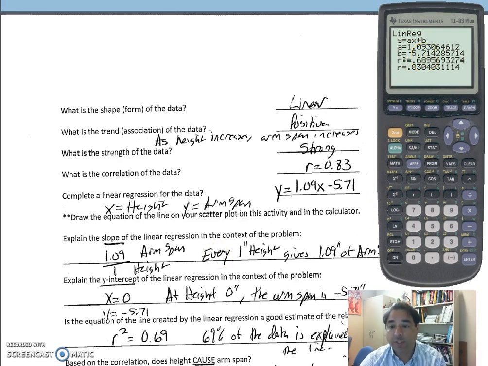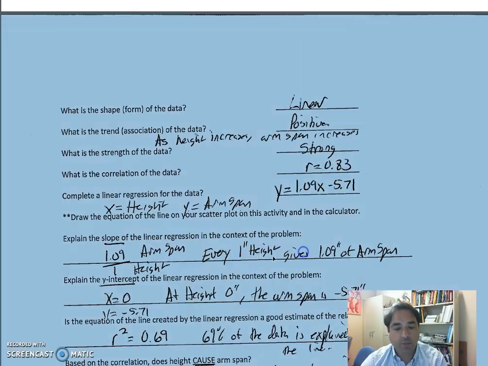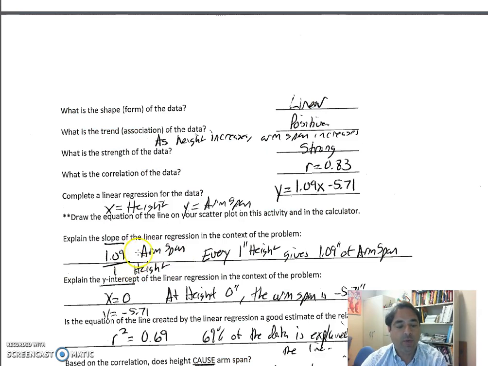Here's the part I really want you to pay attention to. Remember, slope is output over input. So when we have 1.09, that is your output of arm span, and your height is 1. So for every 1 inch of height, your arm span increases 1.09 inches. Now let's talk about that. The myth is that your height and arm span are the same.